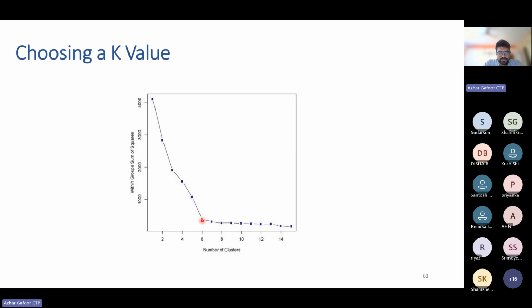So whenever the graph shows a flat curve like this, we can say that the number of centroids, that is 6, is the optimum number of centroids in this case. So this is the elbow method.